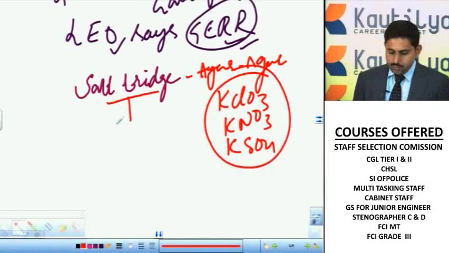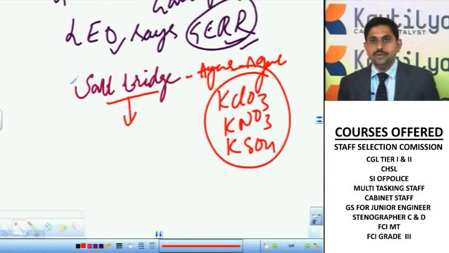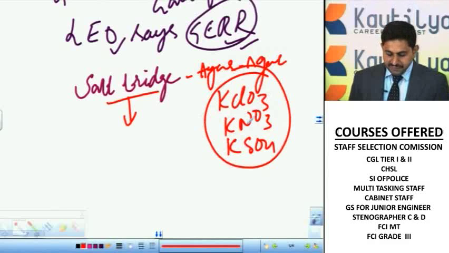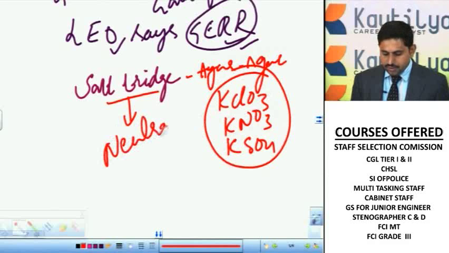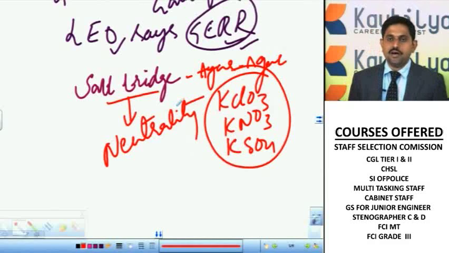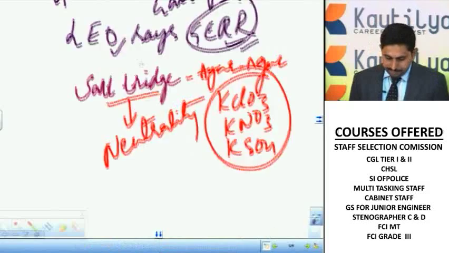What is the use of this salt bridge? I told you it is an inverted U-type structure, consisting of agar medium mixed with these kinds of chemicals. Now, what is the use of the salt bridge? It maintains neutrality in both half cells of the electrochemical cell. See, what is happening here?